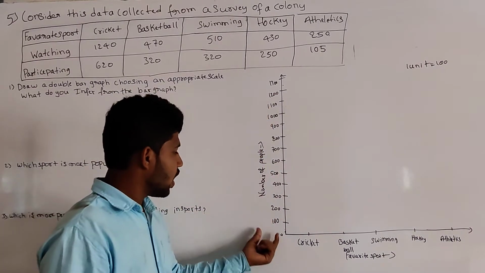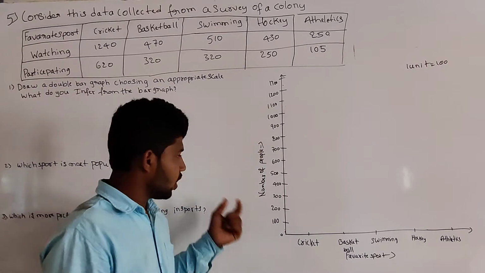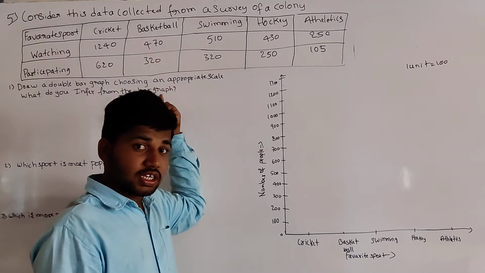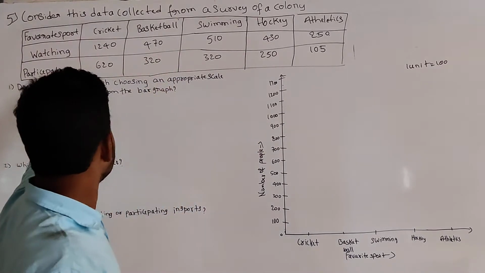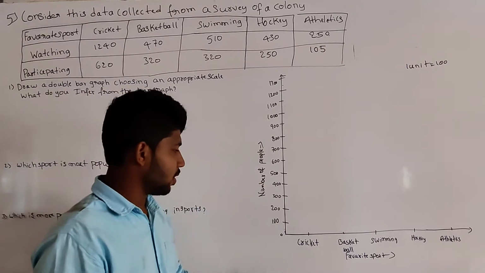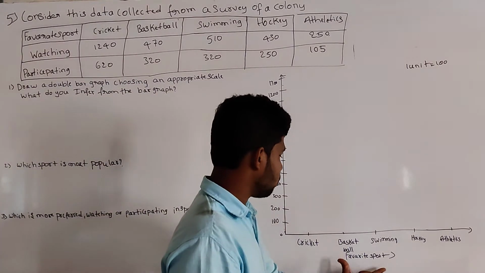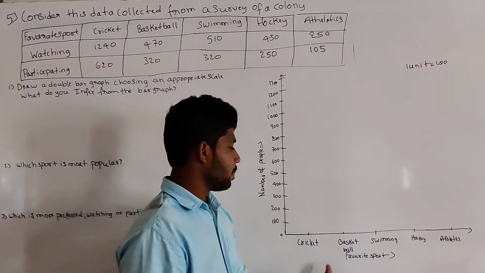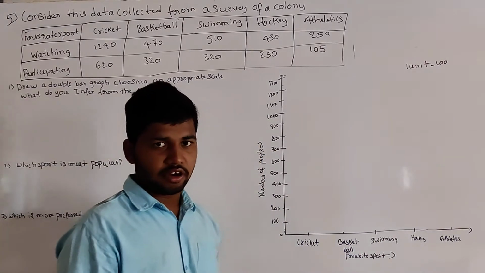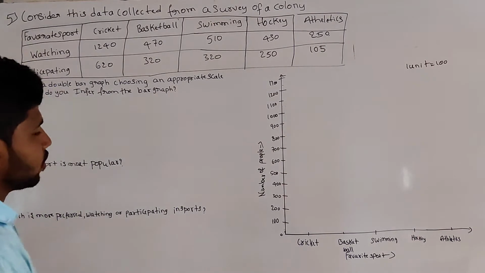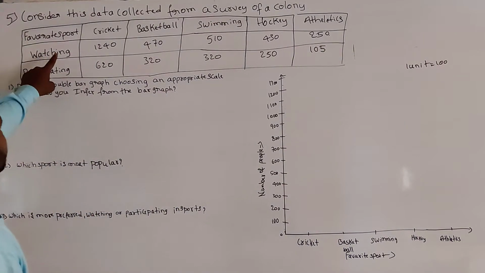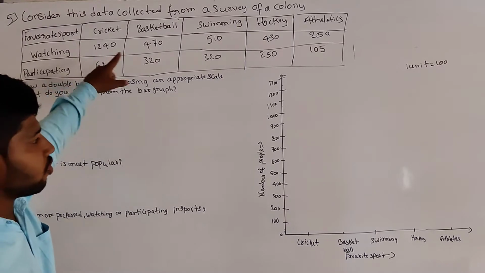The graph shows the number of people watching and participating. These are the favorite sports: cricket, basketball, swimming, hockey, and athletics. Coming to the first one, cricket: the number of people watching cricket is 1240.